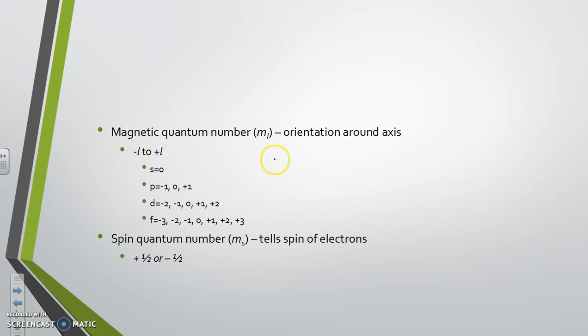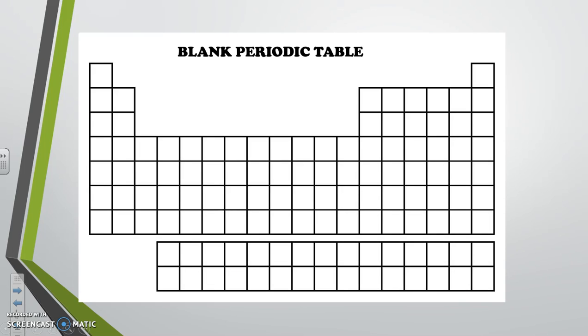Magnetic quantum number tells the orientation around the axis. It can go from a negative L to a positive L, so it's based on your angular momentum number. So for S, it will always be 0 because your S value is 0. You can't have a negative or a positive 0. For your P, it can be -1, 0, or +1. For D, -2 to +2. For F, -3 to +3. And then your spin quantum number, m sub s, tells the spin, and it can be a +1/2 or -1/2. That's it.